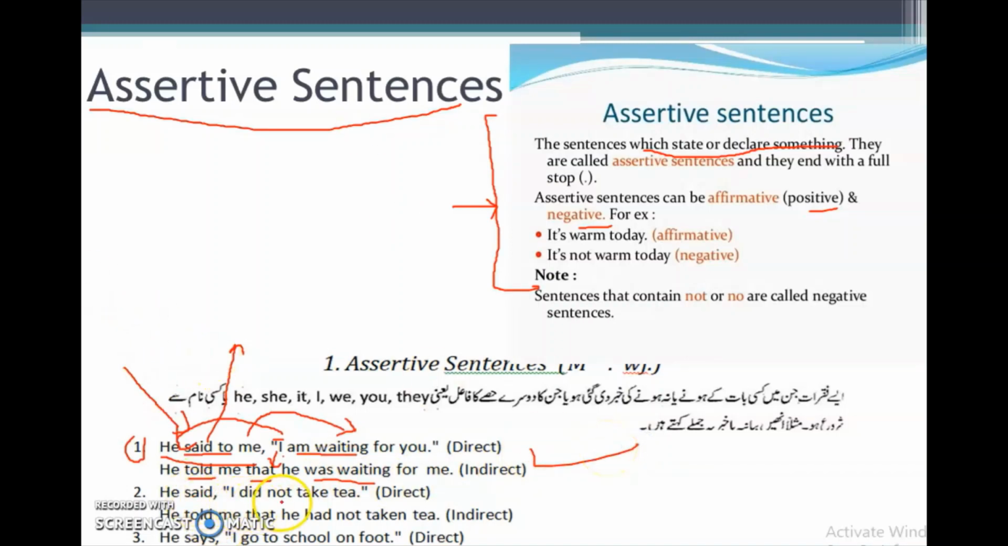Second example, he said, I did not take tea. What you have to do is look at the first part. He said is in past tense, so we have to apply all the 5 changes. He said is changed into told. Put that instead of inverted commas. I, first person, changes according to the subject, as we have discussed in detail earlier. Did not take tea, that is past indefinite tense, will be changed into past perfect, had not taken tea. So in this way you can change the sentence from direct speech into indirect speech.